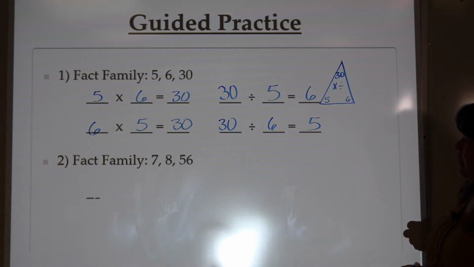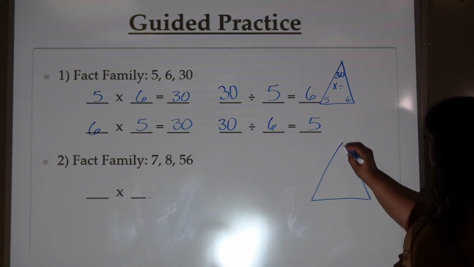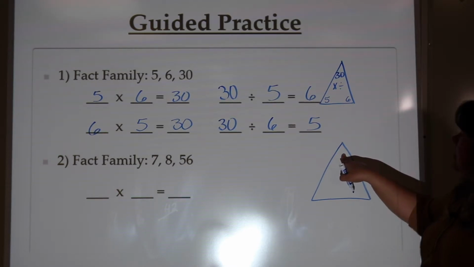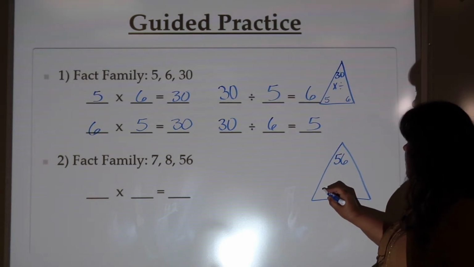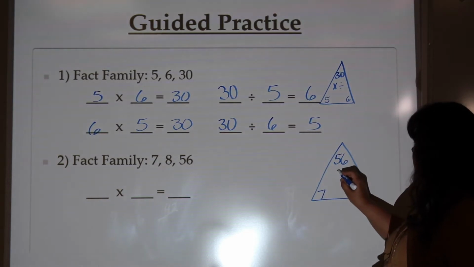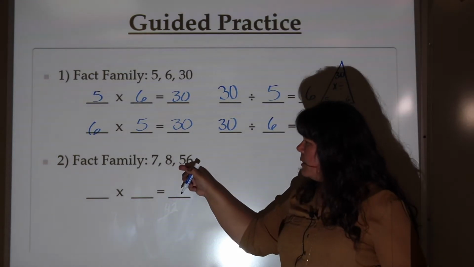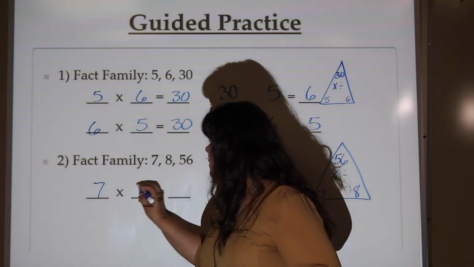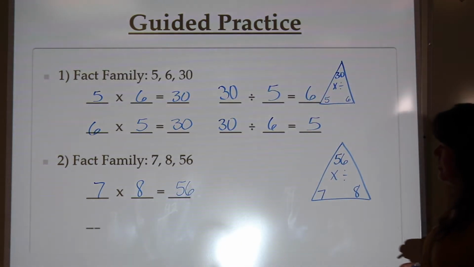Here's another fact family. 7, 8, and 56. Okay, what number goes on the very top? Always goes on the top is the larger number, so 56. And then I can put the 7 and the 8 here. It doesn't matter which order. Okay, so I'm going to multiply, which means my big number is the answer, is my product. So 7 times 8 equals 56. Let's do the next one.